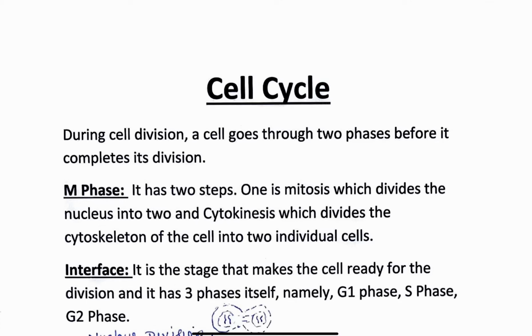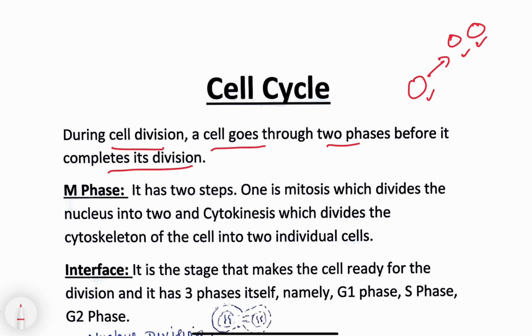Hello everyone. Today we're going to talk about the cell cycle, and during cell division, a cell goes through two phases before it completes its division. So this is one cell, and after division, two cells form. They are equal in composition of chromosomes and all the cytoskeleton that it has. So there will be two copies of this cell after the cell division.